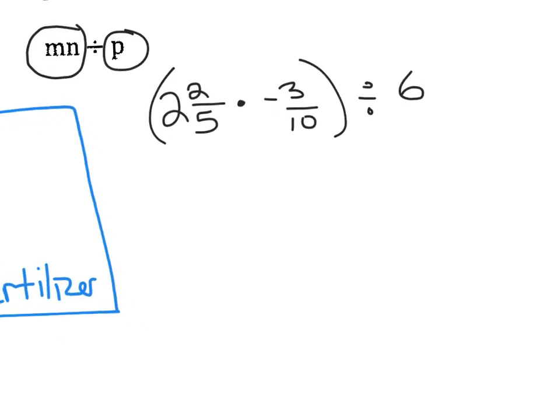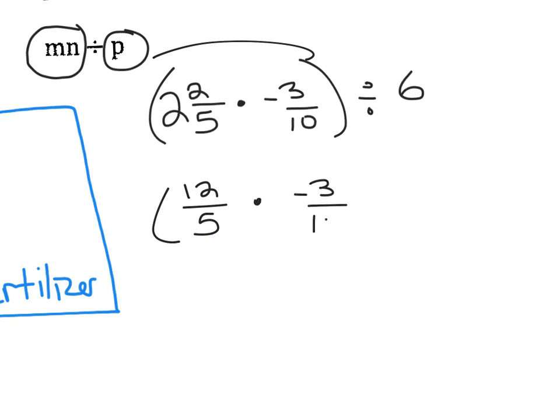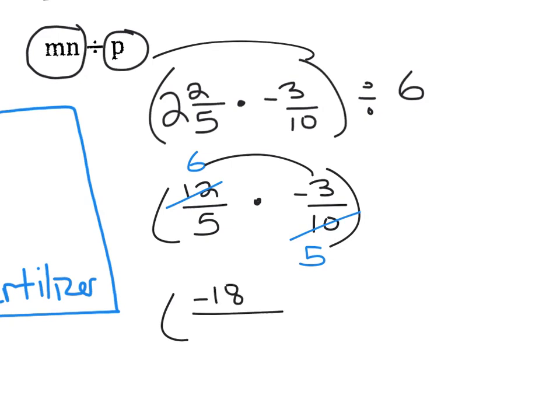All right, so now I'm going to do my parentheses first. I know that 2 and 2/5 is the same as 12 over 5, and I'm multiplying that by negative 3 over 10. Now I can simplify. 12 and 10 I can divide by 2. 10 divided by 2 is 5. 12 divided by 2 is 6. Now when I multiply across the top, I have 6 times negative 3, which is negative 18, and 5 times 5, which is 25.